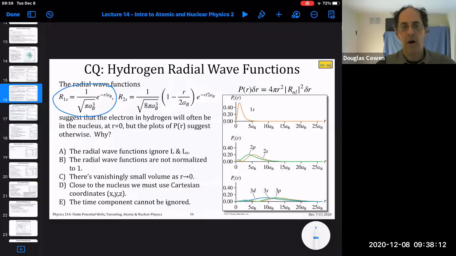As you increase r, you have e to the minus r over a sub b, that quantity gets smaller and smaller. So these radial wave functions suggest that the maximum probability should be at r equals 0, but these plots showed kind of the opposite, or at least they show that the probability at r equals 0 is basically 0, and it peaks at the Bohr radius. So why is this the case? So I'm giving you a poll where you can answer this question.